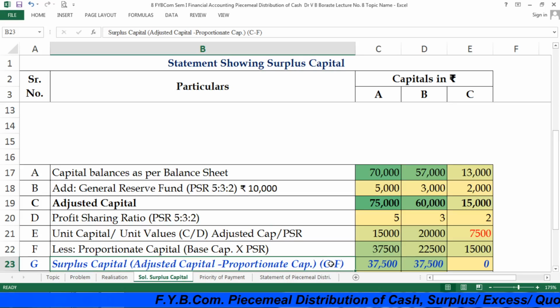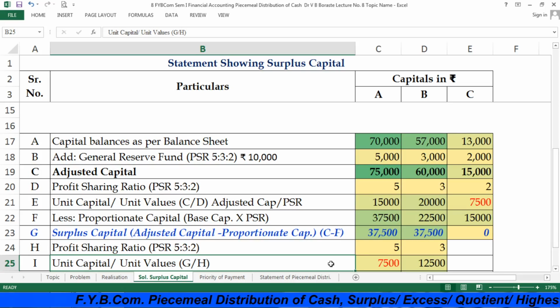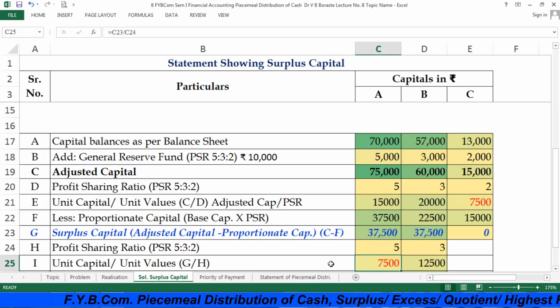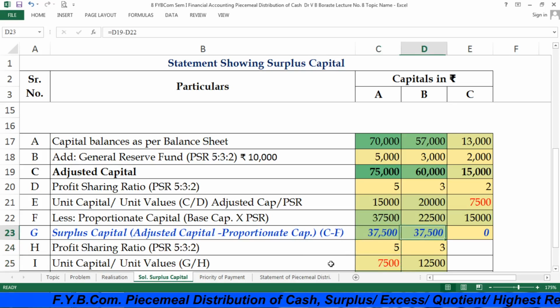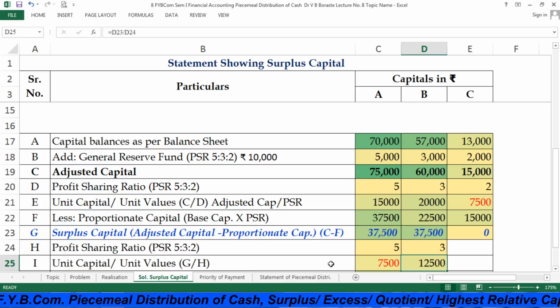In this way, we can calculate absolute surplus. Here we got surplus of A and B, but we have to calculate absolute surplus. So the profit sharing ratio here is 5:3:2. Again we have to repeat all the stages over here. So 37,500 divided by 5, the answer will be unit capital, that is 7,500, and 37,500 divided by 3, answer is 12,500. That means we got unit capital after the division of surplus capital by profit sharing ratio. After that we have to repeat all the stages.